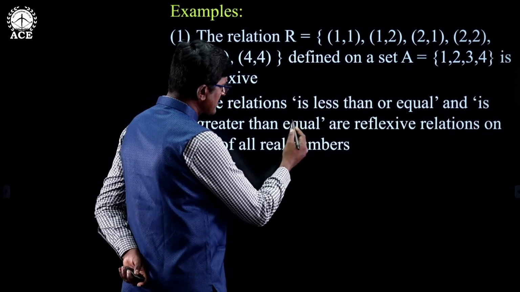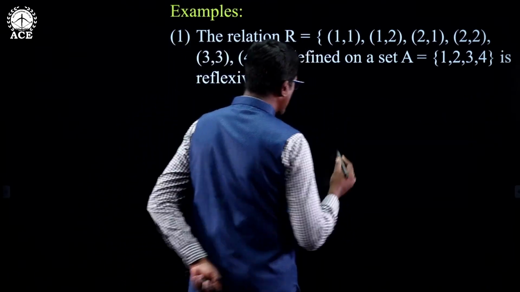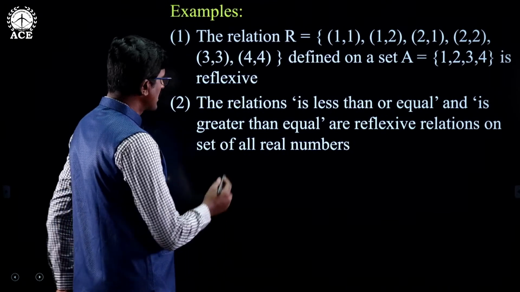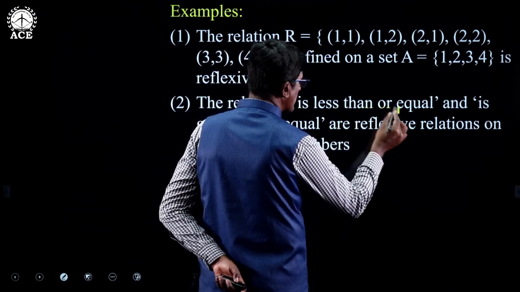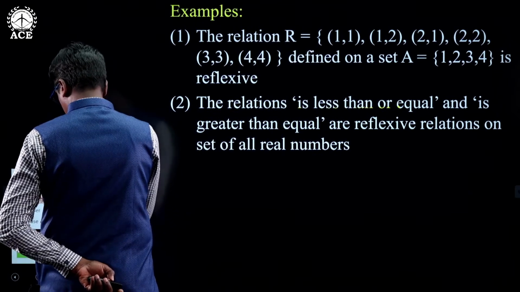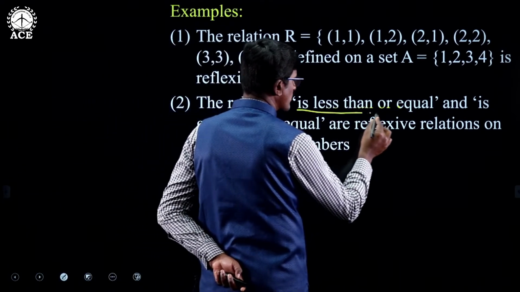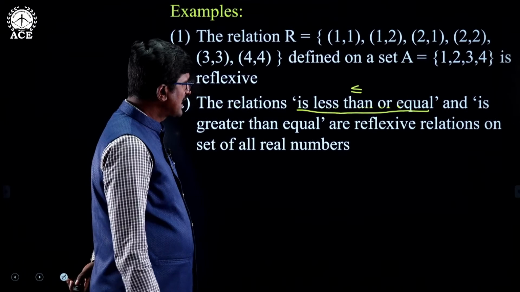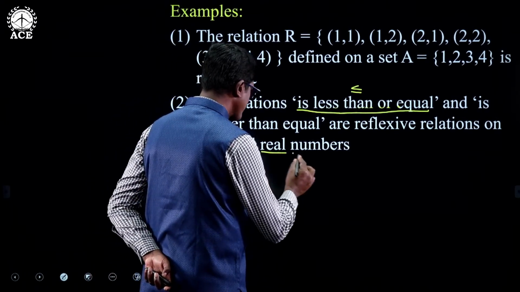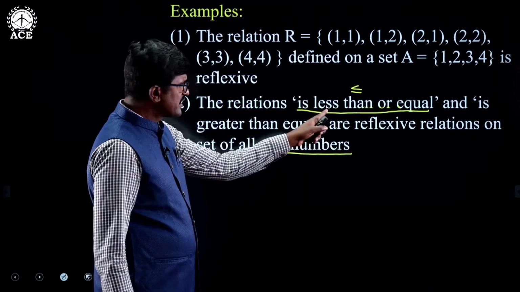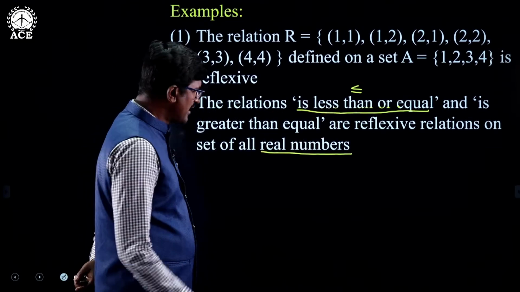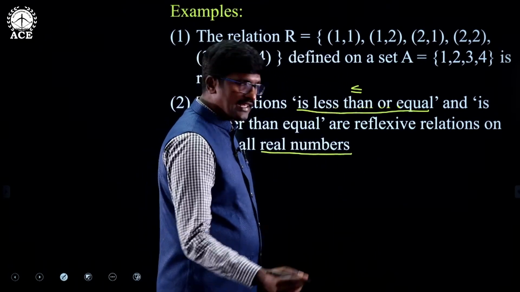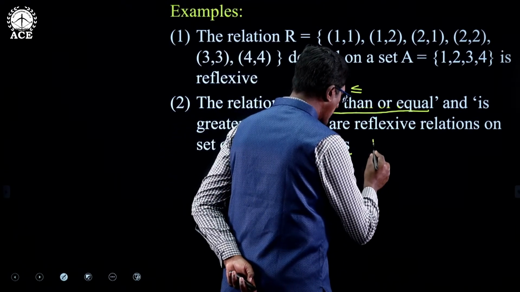Now I am taking the general relation less than or equal to. I am taking some relation which is defined on the set of all real numbers. The relation is less than or equal to. This is also written like this. The relation which is defined is less than or equal to on the set of all real numbers. If you observe this relation, this is reflexive relation, because if you take any real number, then that real number will be less than itself or equal to it. That is, 1 is equal to 1.